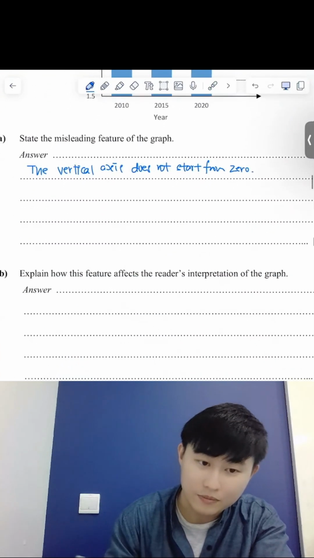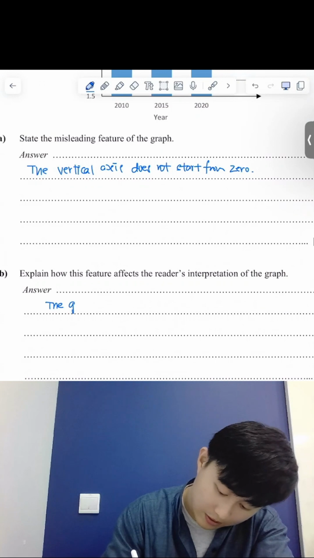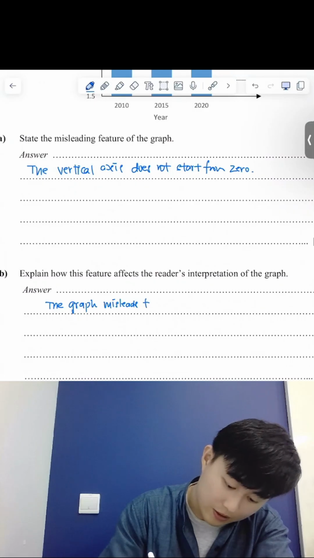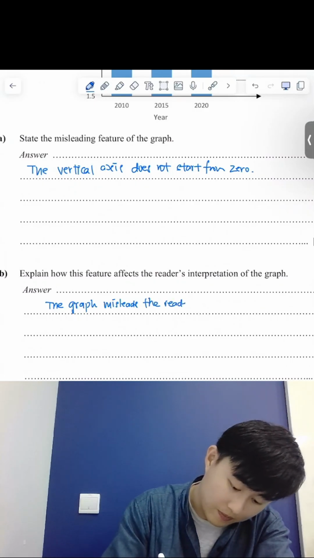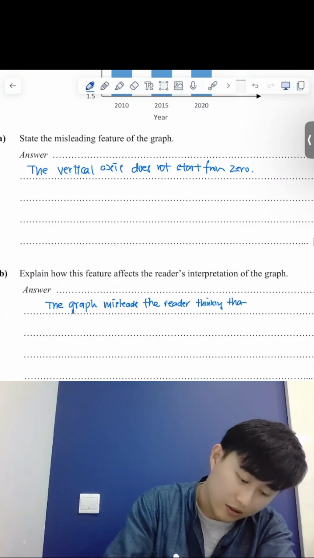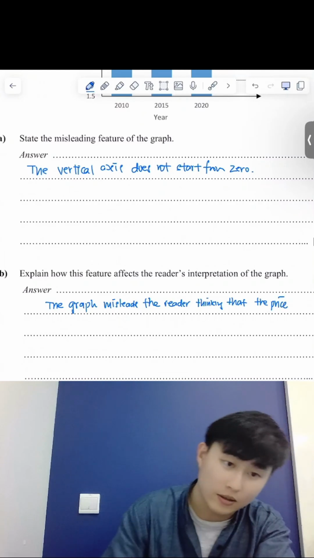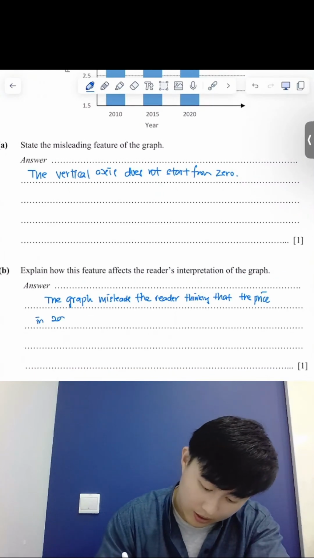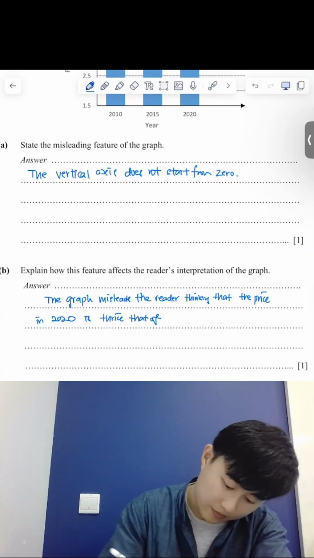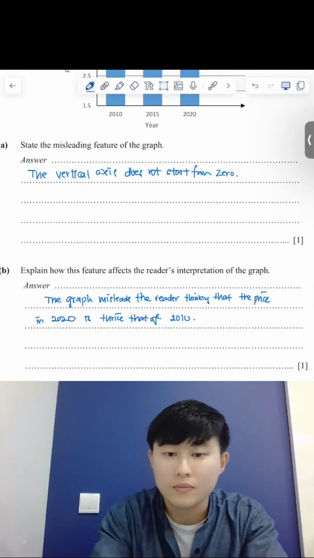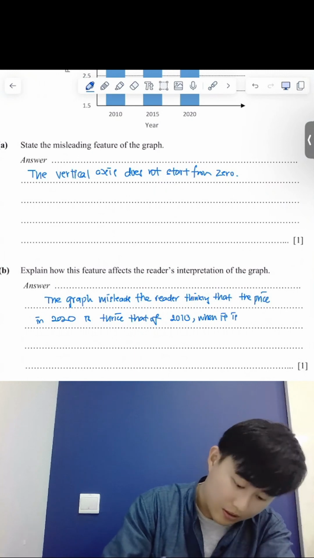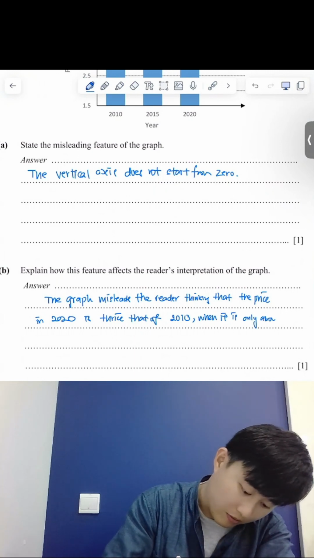So I'm going to say this. The graph misleads the reader, thinking that the price in 2020 is thrice that of 2010, when it is only about twice.